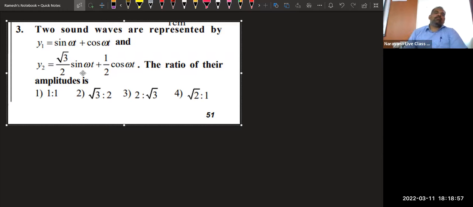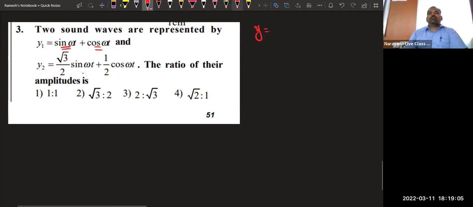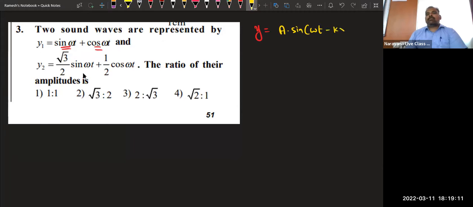Any sound wave should not contain these two terms. What is the sound wave function? Y is equal to A into sine of omega t minus kx. Only one format should be there, na? Correct or not? So two terms you have, and you have to eliminate and convert it into a single format.